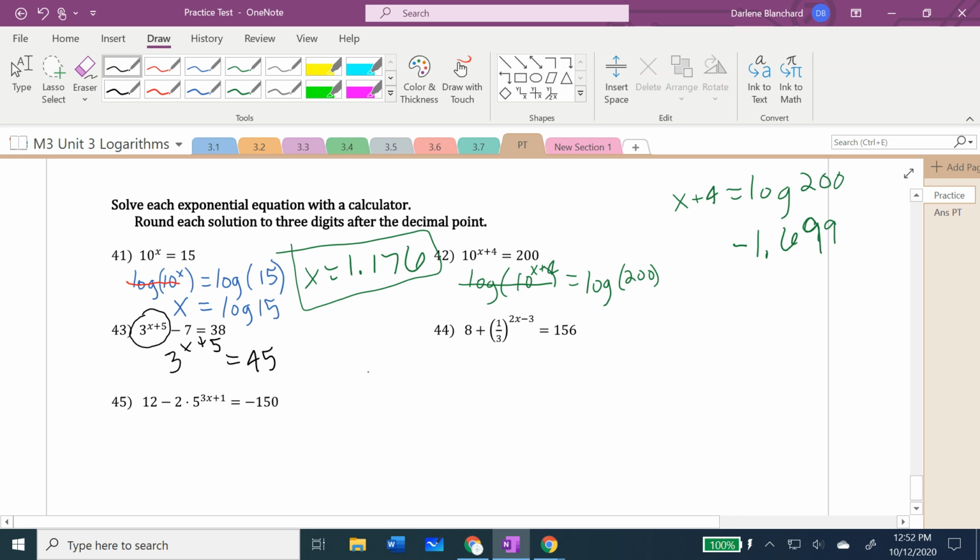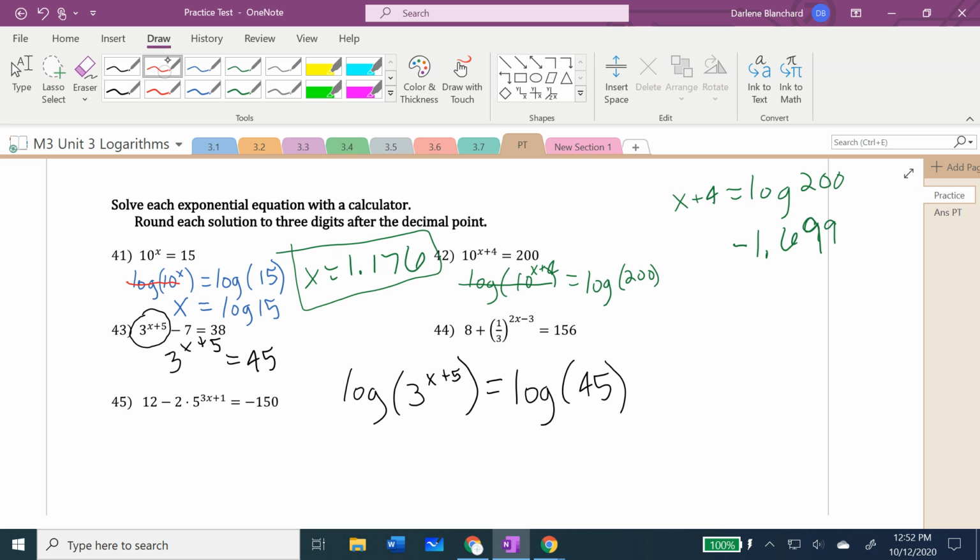But if you don't, then you are going to log base 10 both sides. That does not give you that cancellation. But what you can do is use the log rule that the exponent can come around and multiply in front outside that logarithm. So you have x plus 5 in a parentheses. Make sure you've got a parentheses around it.